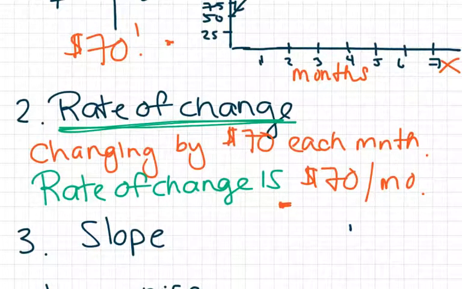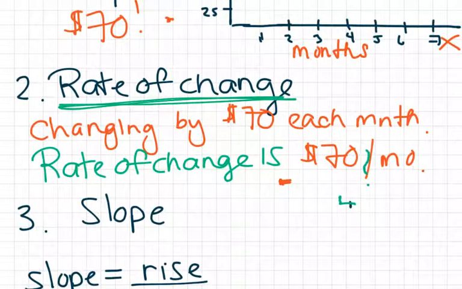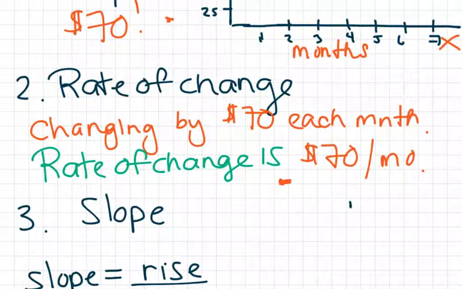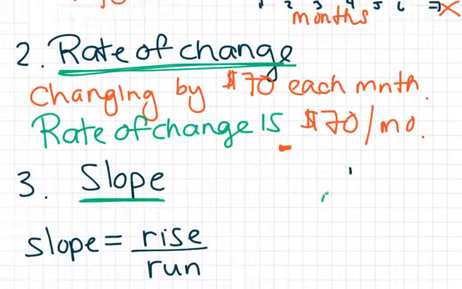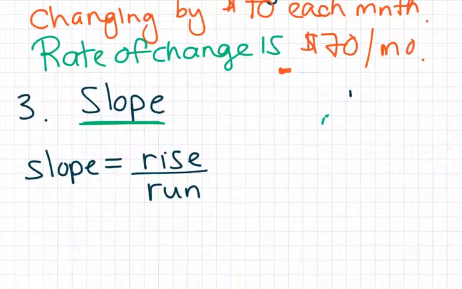The second new word is in question number 3. Question number 3 says, we can also find the rate of change by looking at the graph. This is called the slope. Here we go. So now we're going to do a slope. Then there's a little definition.